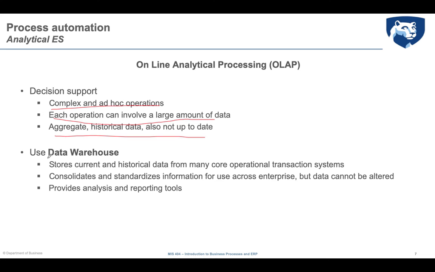To do that, they use the data warehouse, which is a particular type of database able to store current and historical data from many sources, such as the core operational transaction systems of the company. They are able to consolidate, standardize, and transform this data across the enterprise, and provide input, reporting, and a summary of this data to support company decision making.